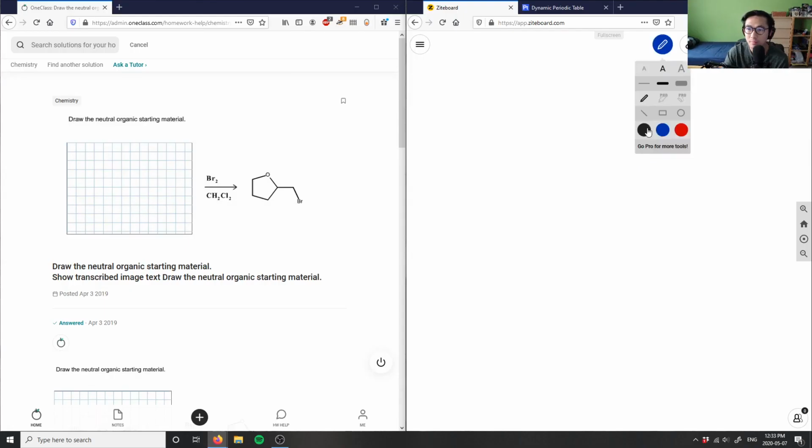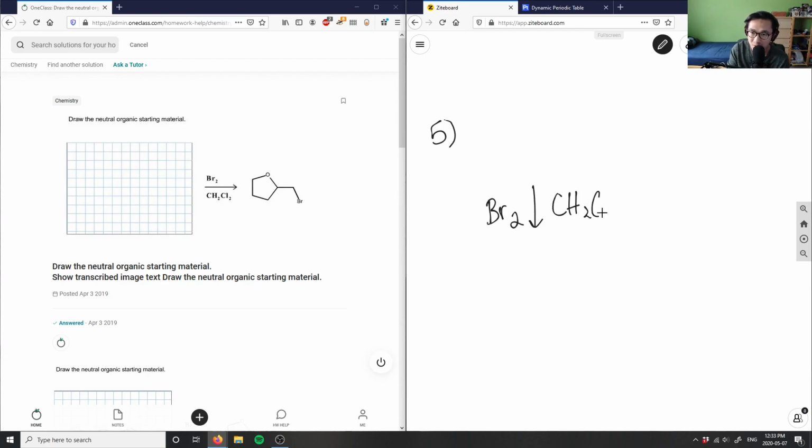Okay, number five says draw the neutral organic starting material. So basically, I have something that's going to react with Br2. It gives an organic chemistry level question, and also CH2Cl2, and it's going to create some sort of epoxide, or not an epoxide, sorry, more so a heterocyclic structure with the bromine here.